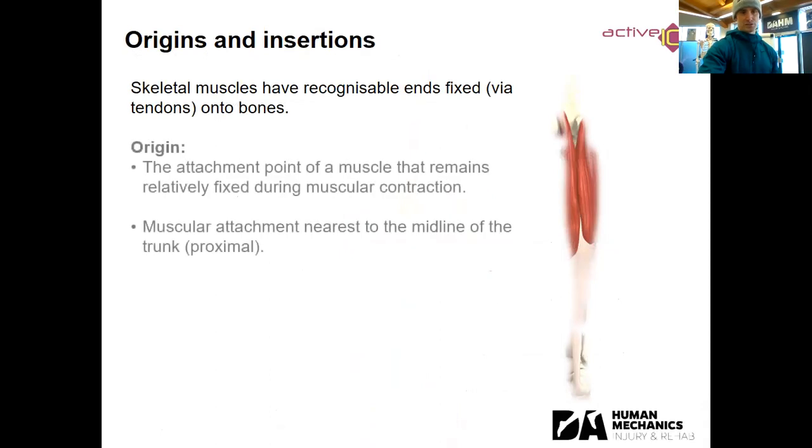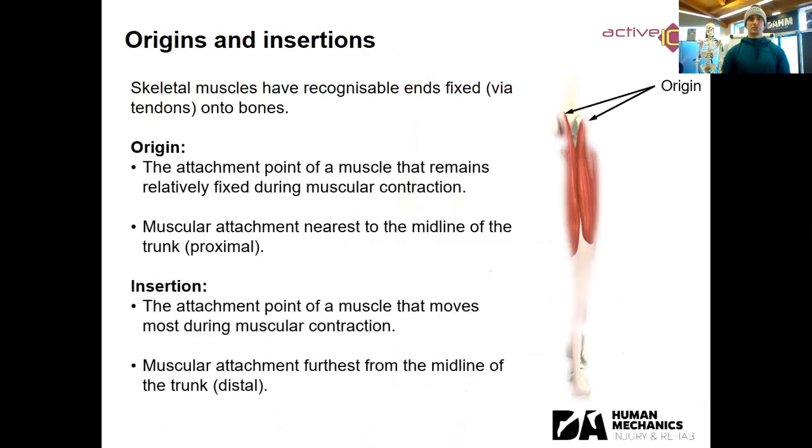As we've said, origin and insertions. These are vital for you to learn. The origin is the attachment point that remains relatively fixed during a muscular contraction. This stays still. This is where the muscle comes from. Or I've got in brackets there, proximal. Whenever you see the word proximal, proximal means closest to the middle.